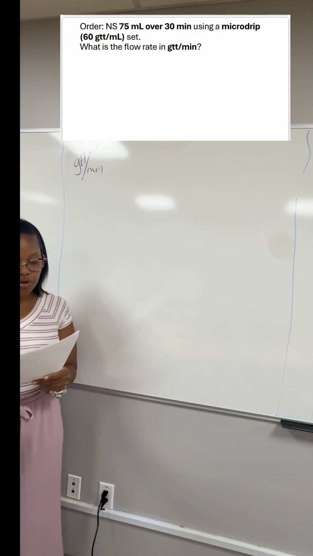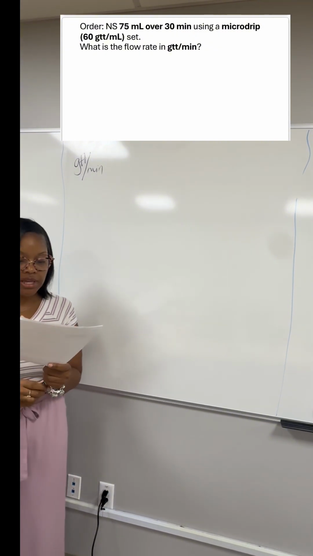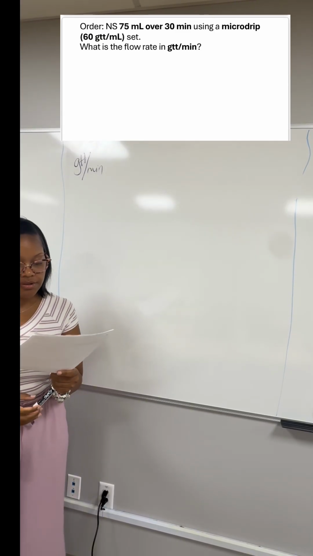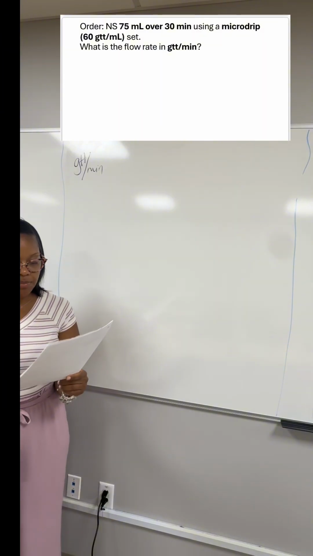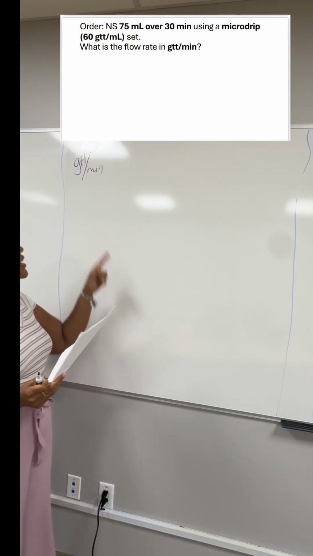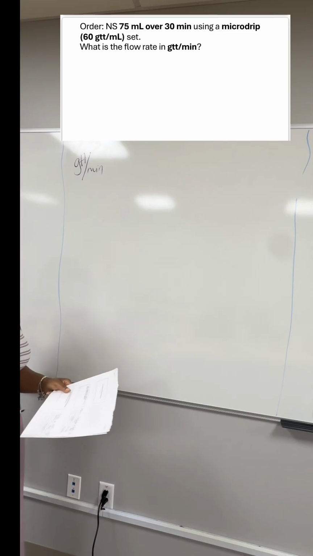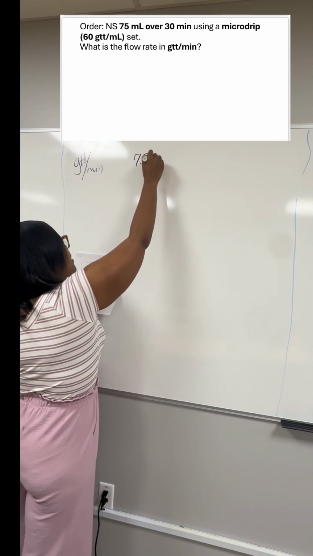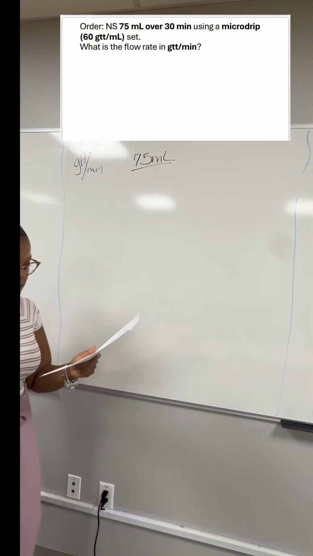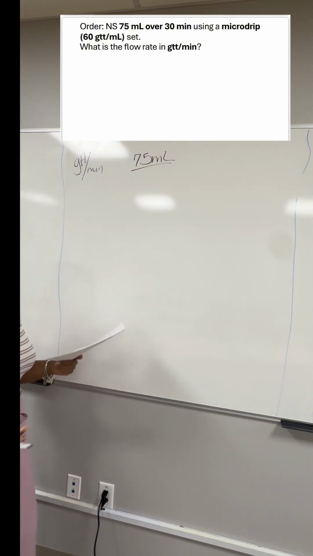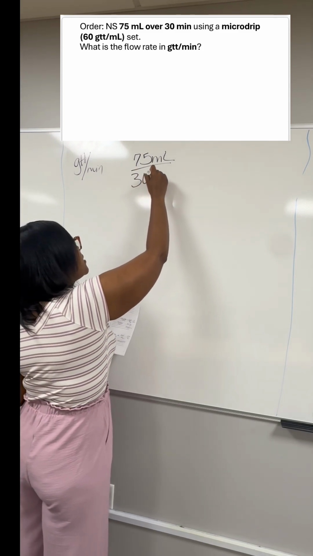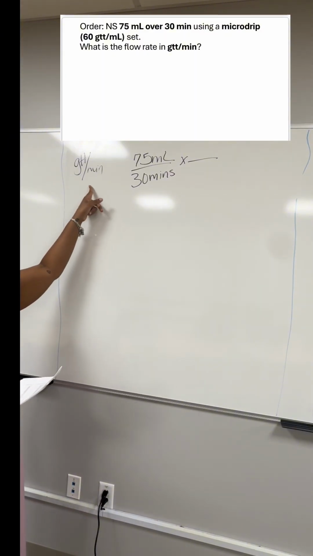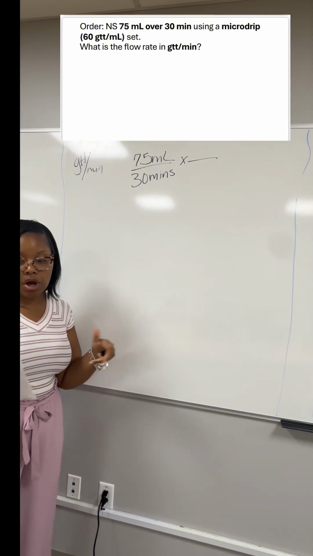It says, the order is for normal saline 75 mLs over 30 minutes, using a micro drip of 60 GTTs per mL set. What is the flow rate in GTTs per minute? We already have written up here what our answer needs to be in. So we're going to start with the volume. We have 75 mLs, and then we want to put it over our time. In this problem, it's in minutes, so we're going to put it over 30 minutes. We almost got our answer. We need to be in GTTs per minute, but now we have mLs per minute.